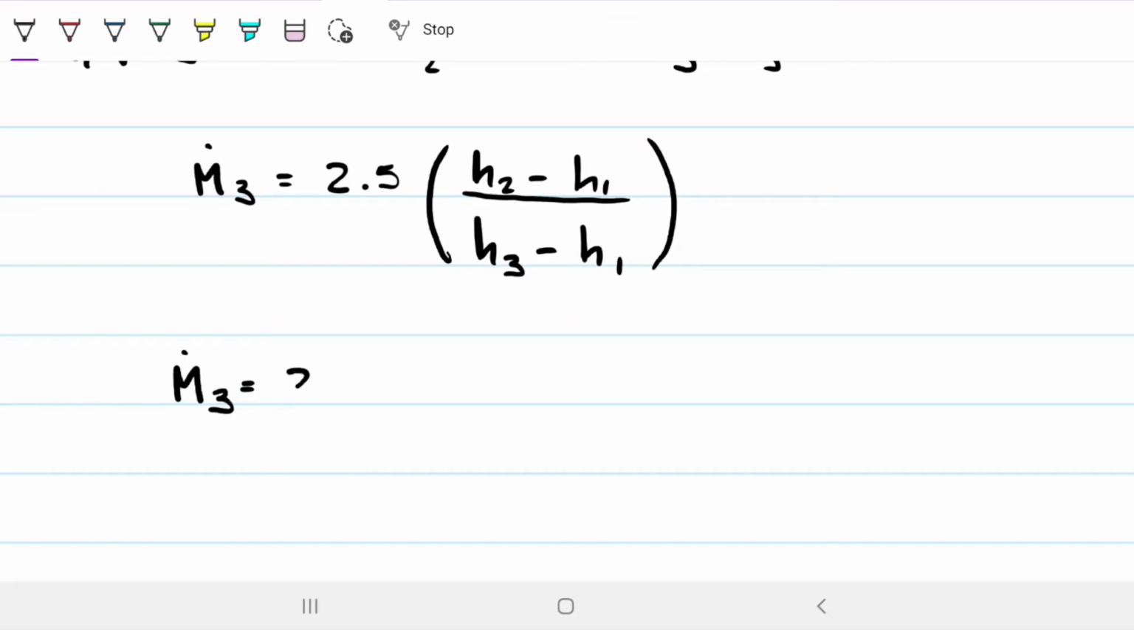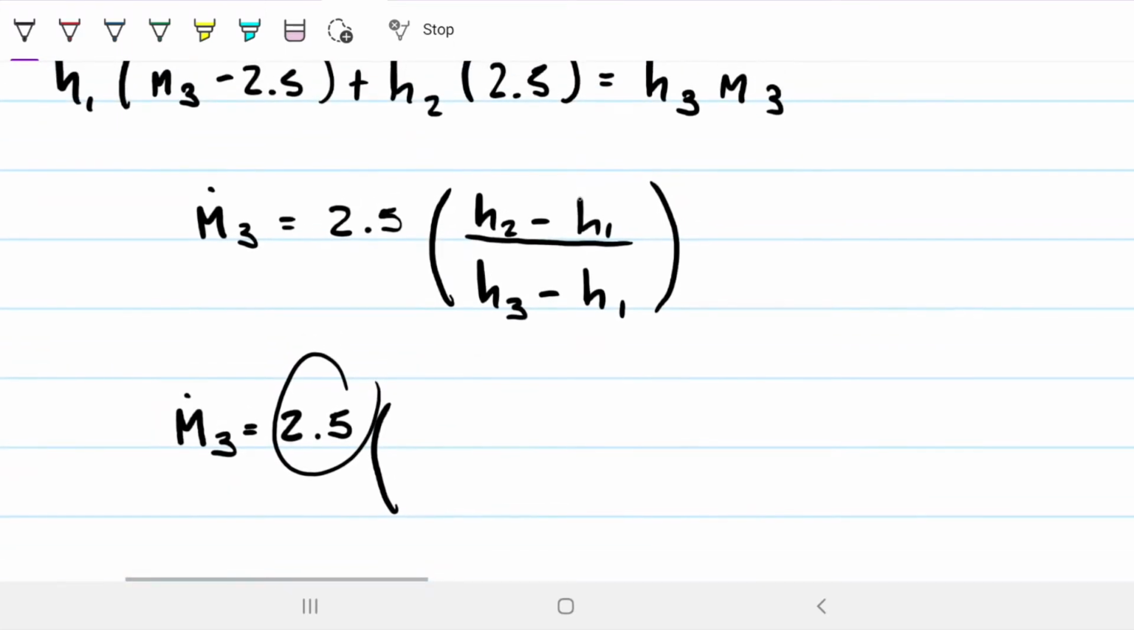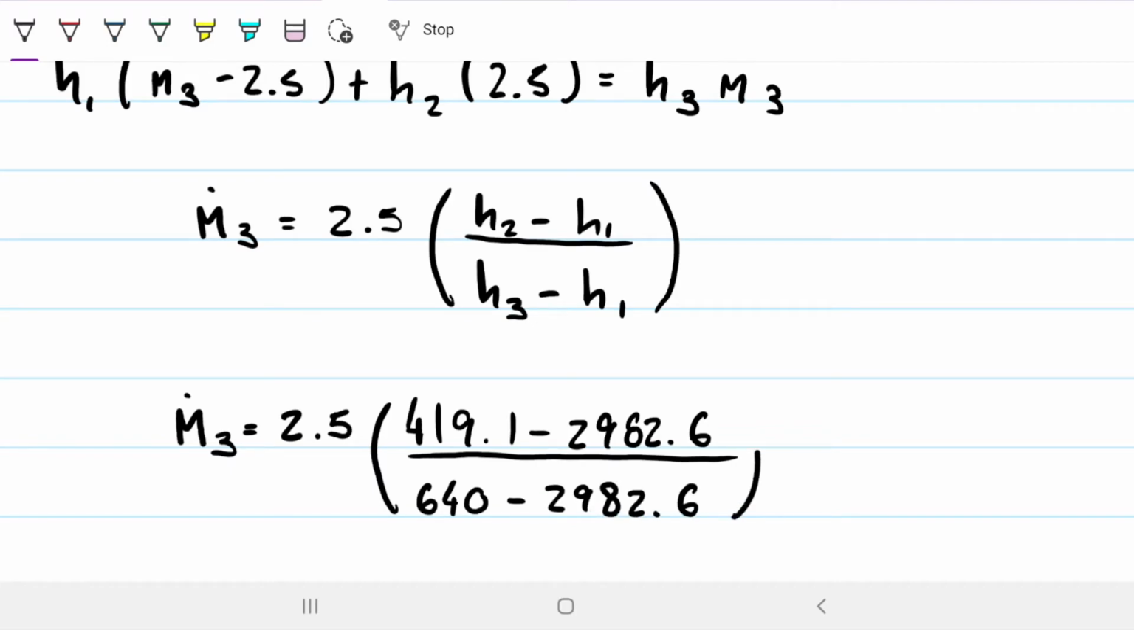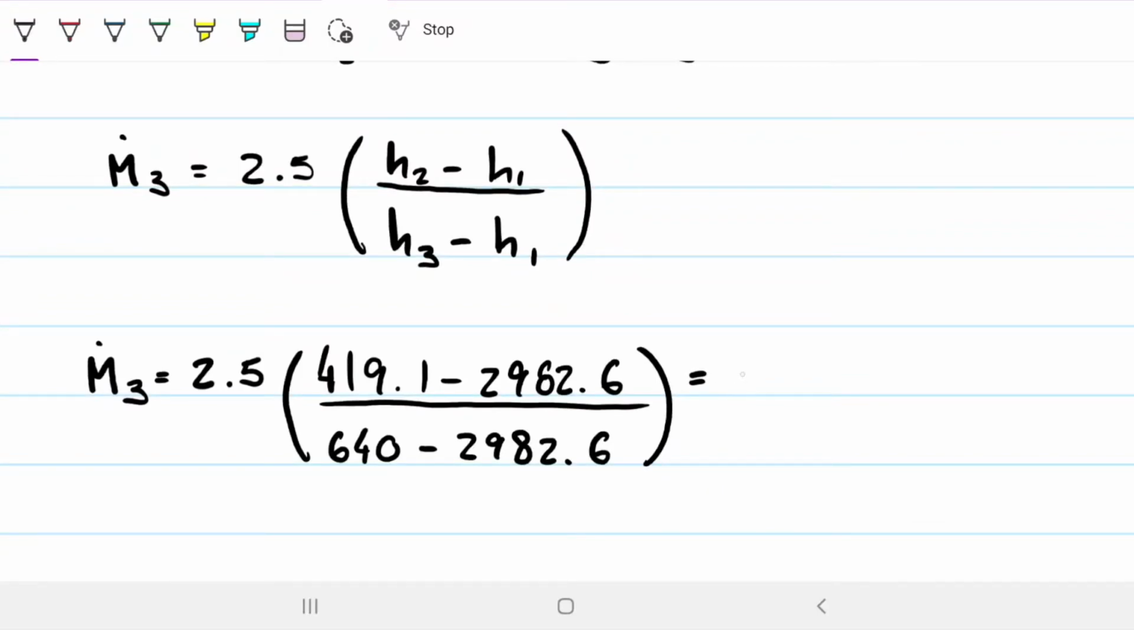Mass flow rate 3 will be 2.5 kilograms per second. Note how the unit is going to be this one here, because these have the same unit, so they're going to cancel each other out. What do we have? 419.1 minus 2982.6, divided by 640 minus 2982.6. This gave me 2.73574. So let's go ahead and do 2.736.